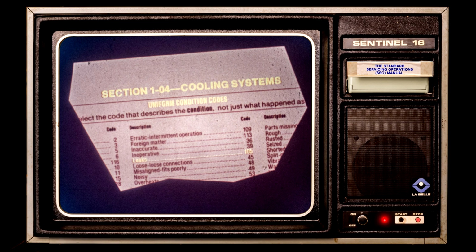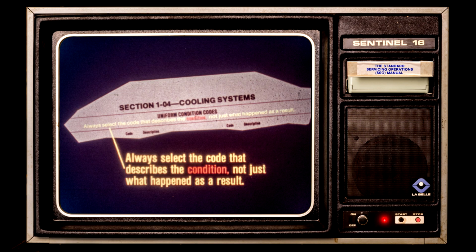For our water pump example, we need to refer to the subsection entitled Cooling Systems. A uniform condition code must be identified on the warranty claim form. A listing of the condition codes appears at the beginning of each subsection. Obviously, the correct condition for our example is 105, which describes a leak. Here's an important point. Always select the code that describes the condition, not just what happened as a result.